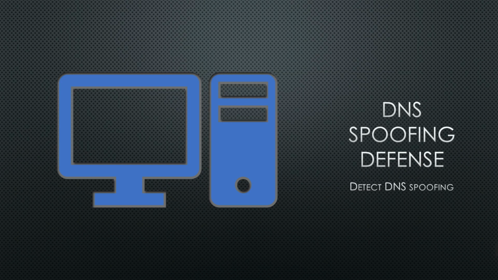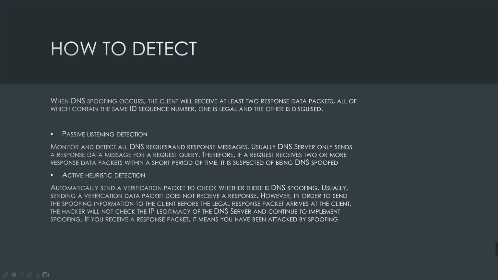And the last one is DNS spoofing defense, and it also divides into two parts: how to detect it and how to prevent it. Okay, so when DNS spoofing occurs, the client will receive at least two response data packets, all of which contain the same ID sequence number. One is legitimate, but the other one is disguised.